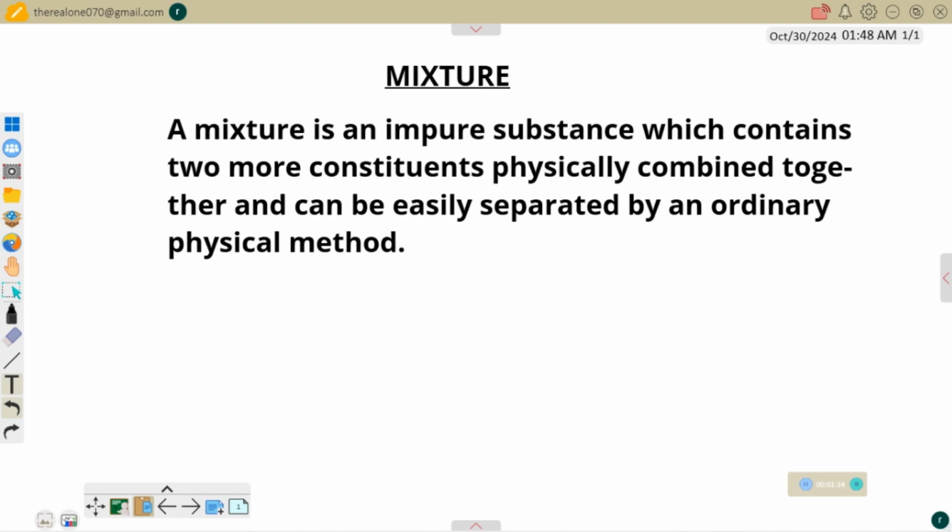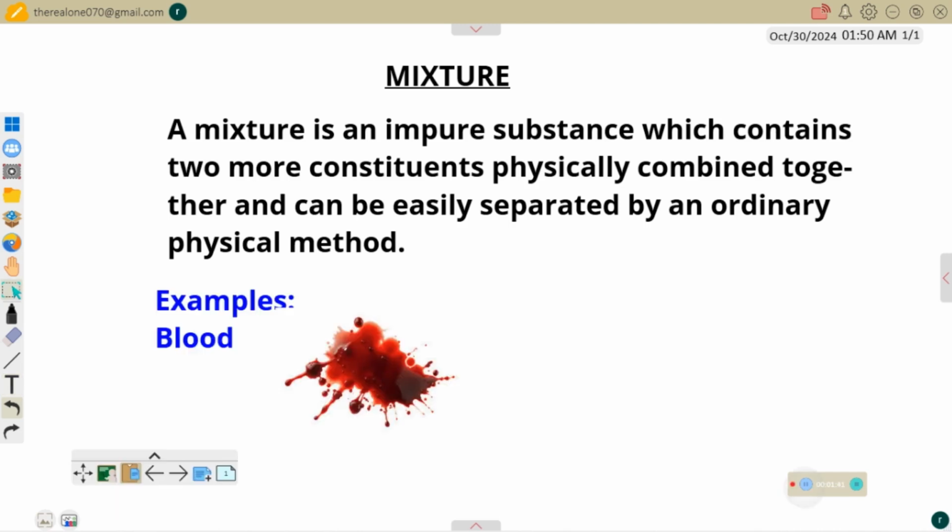And we have several examples of mixture. A good example of a mixture is blood. Blood is a mixture of several constituents which can be easily separated. One thing about a mixture is that it doesn't have a chemical formula, unlike a compound that has a chemical formula. Look at blood. Blood cannot be represented by any chemical formula because it contains several constituents.